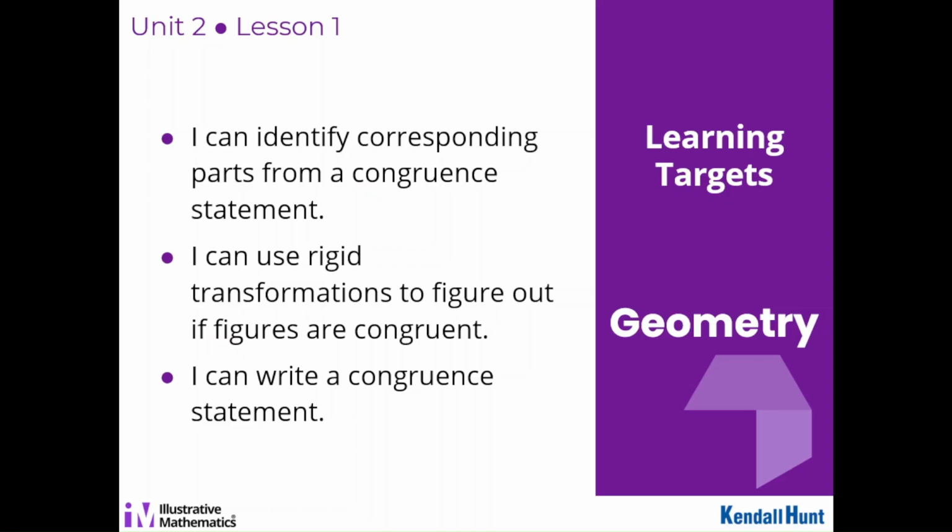And learning target number 3, I can write a congruent statement. This is where, like in that last practice problem, we say something like, well, because we know these triangles are congruent, then we know that this side and this side are also congruent. That is writing a congruent statement. And to make it shorter, understanding that the symbol for congruence is the squiggly line with the equal sign underneath it. When you see that, you are saying that those two things are congruent to each other.